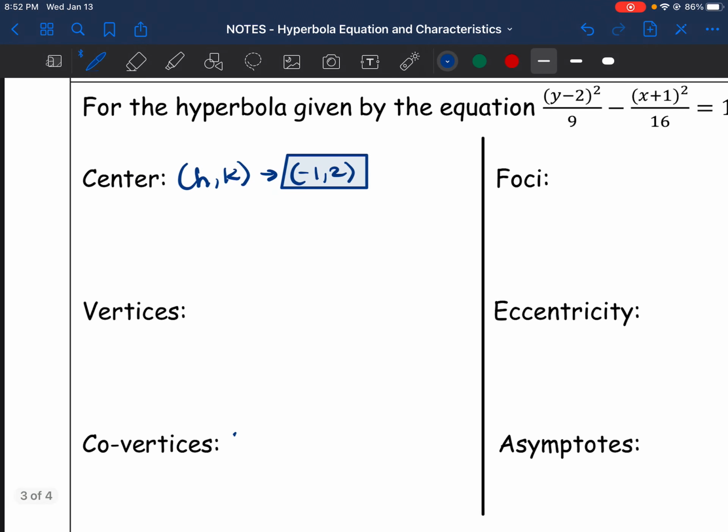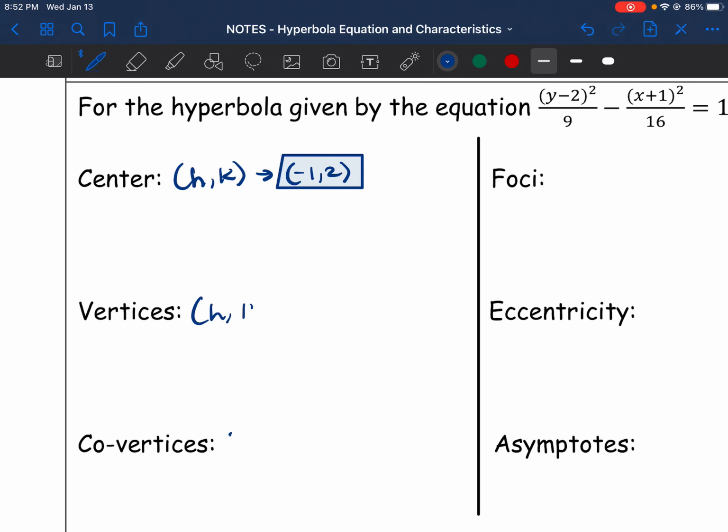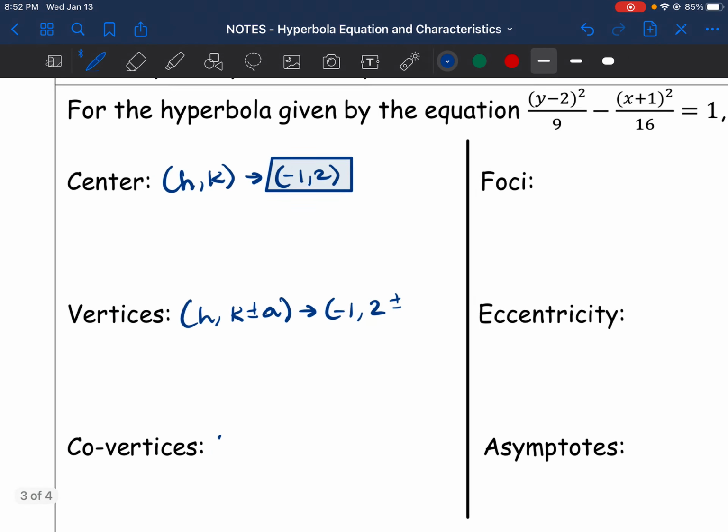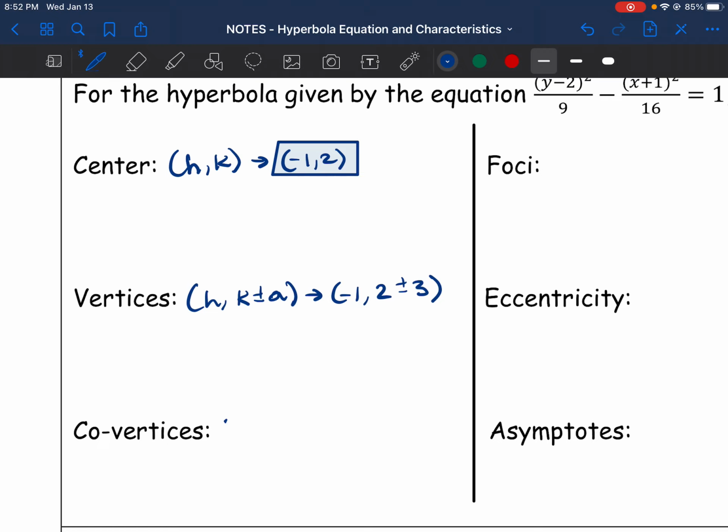So (h, k ± a). We have all those pieces already because we know that the center, which is (h, k), we know h is -1, we know k is +2, and we've already calculated that a is +3. And again, we see that we have this plus or minus sign because we have 2 vertices here. Let's go ahead and calculate both coordinates, one with the plus sign, one with the minus sign.